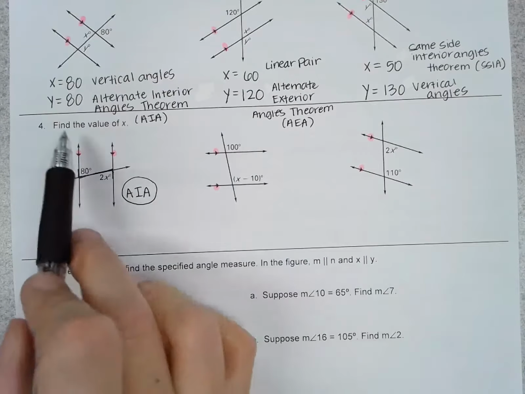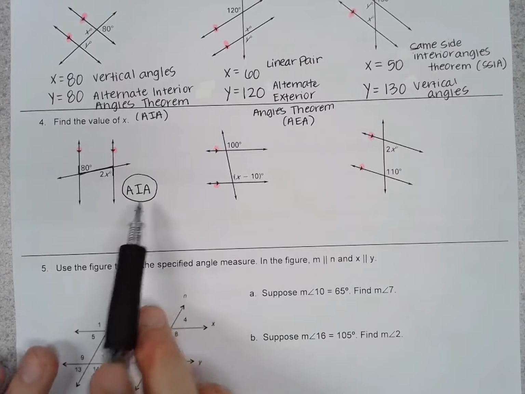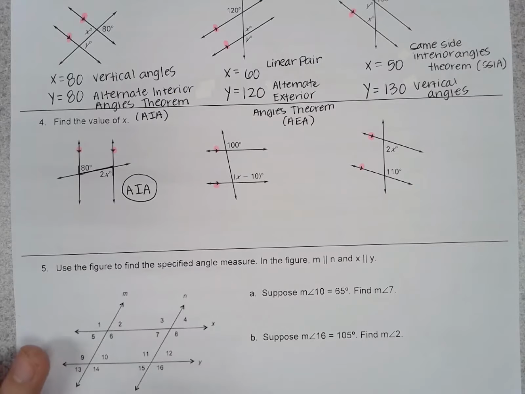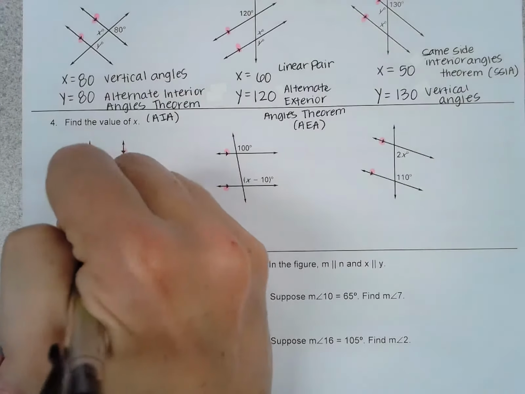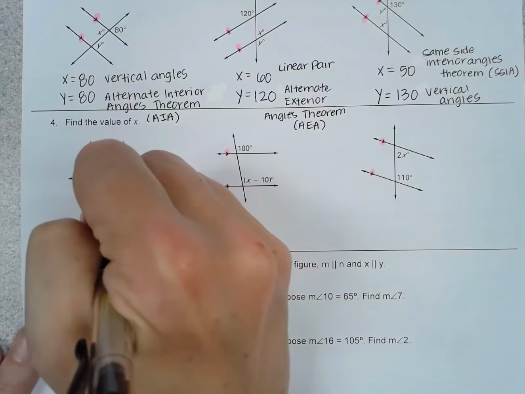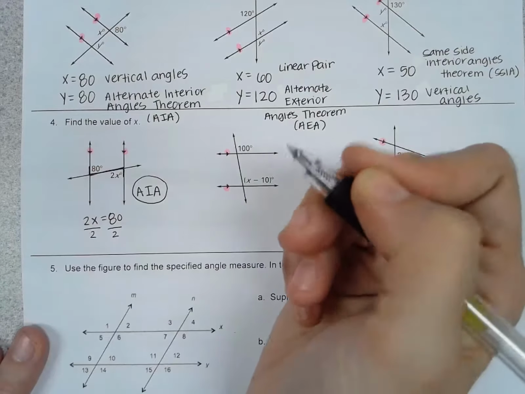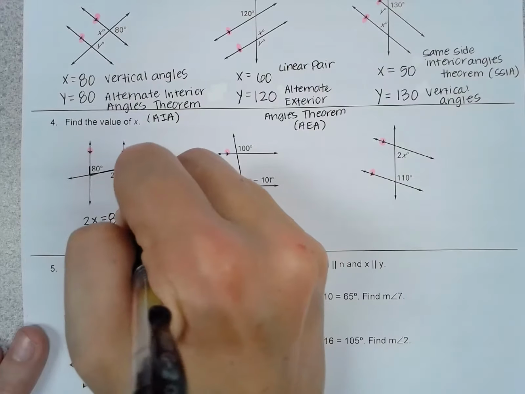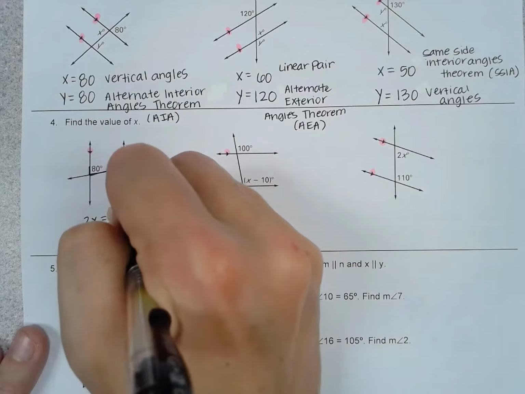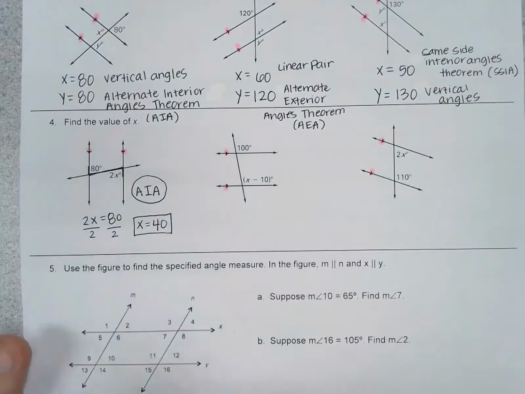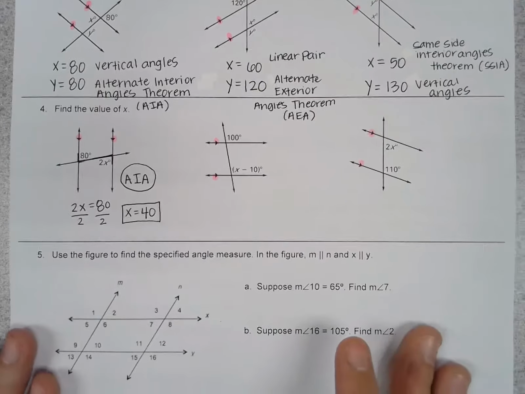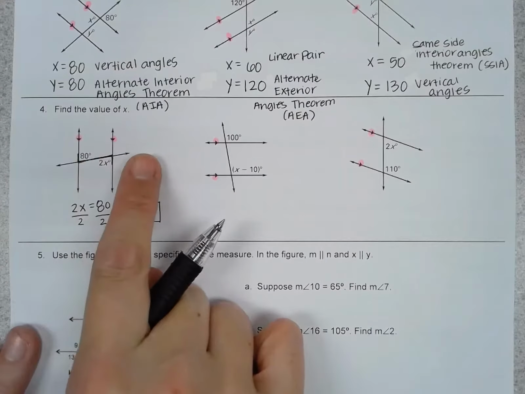Even though it didn't say in the directions that I had to give a reason why, I'm using AIA when I set up this equation. So if I know one of the angles is 2x and I know one of the angles is 80, I know that if they're alternate interior angles, it means they're congruent to one another. And so when I solve this one, I get x equals 40. And so that's the answer to the question. You're not finding out how big the angles are. You're solving for x based on the fact that the lines are parallel.